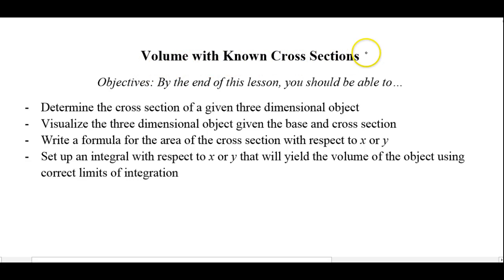Volume with known cross-sections. Objectives. By the end of this lesson, you should be able to determine the cross-section of a given three-dimensional object, visualize the three-dimensional object given the base and cross-section, write a formula for the area of the cross-section with respect to x or y, and set up an integral with respect to x or y that will yield the volume of the object using the correct limits of integration.